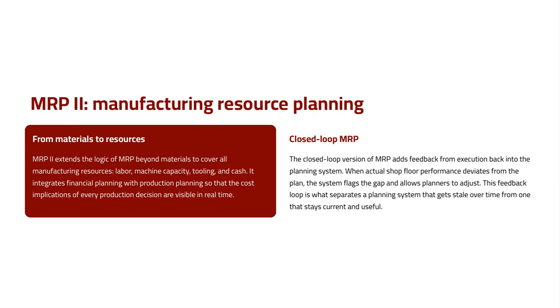One key advancement in MRP2 is the concept of closed-loop MRP. This means the system doesn't just send out plans and forget about them. Instead, it receives real-time feedback from the shop floor. When actual performance doesn't match the plan, the system highlights these discrepancies, enabling planners to make timely adjustments. This continuous feedback loop is crucial because it keeps the planning system accurate, relevant, and responsive to real-world conditions.